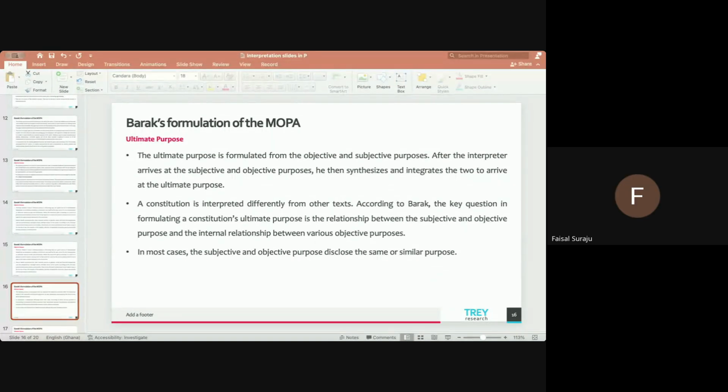Yes, Faisal, go ahead. I think if it is a contract, it will be based on the objective purpose, because that has to do with a reasonable man's mind, as to how a reasonable person would have intended. Okay. Does anybody have a contrary view?